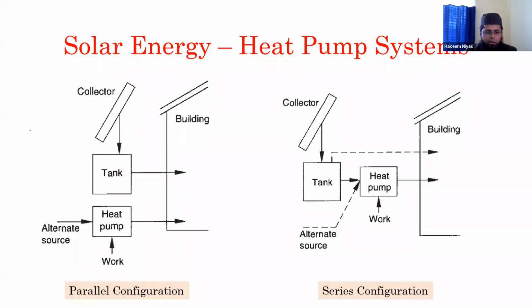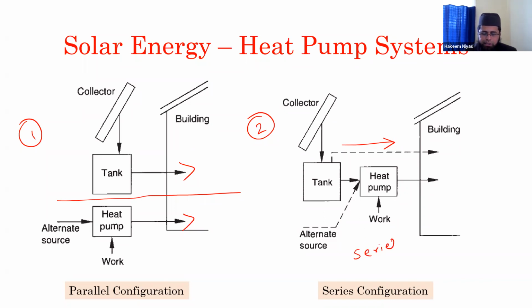So there are two options we have. The first option is parallel, the second option is series. In parallel, both will operate separately and will give the heat. Here it will be in a serial mode. Whenever we want to do some repair, service, remove or switch off the heat pump, we have an option to use only solar, but most of the time it is series. Most of the time it is series.